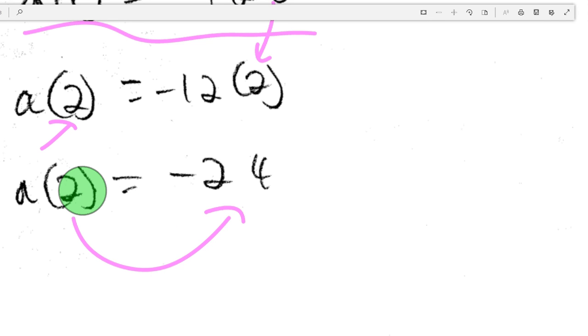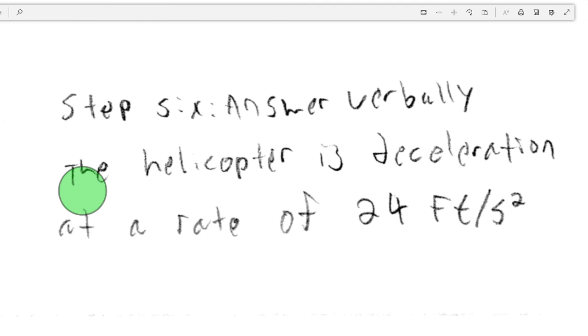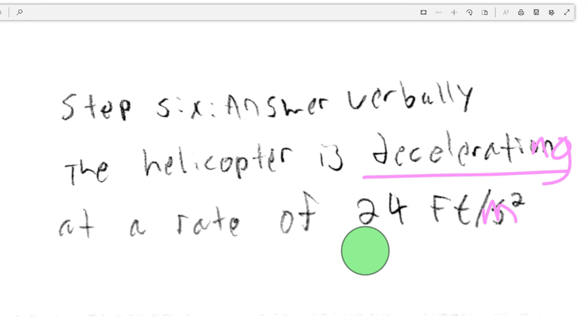Pretty interesting. Again, we're going to look at the graphs and see exactly what's going on here. Let's go ahead and write our answer verbally. Again, we always want to write a verbal answer to the question. So the helicopter is decelerating at a rate of 24 feet per second squared. Actually, it should be feet per minute squared, my apologies, because the unit is in minutes. A helicopter is decelerating at a rate of 24 feet per minute squared.